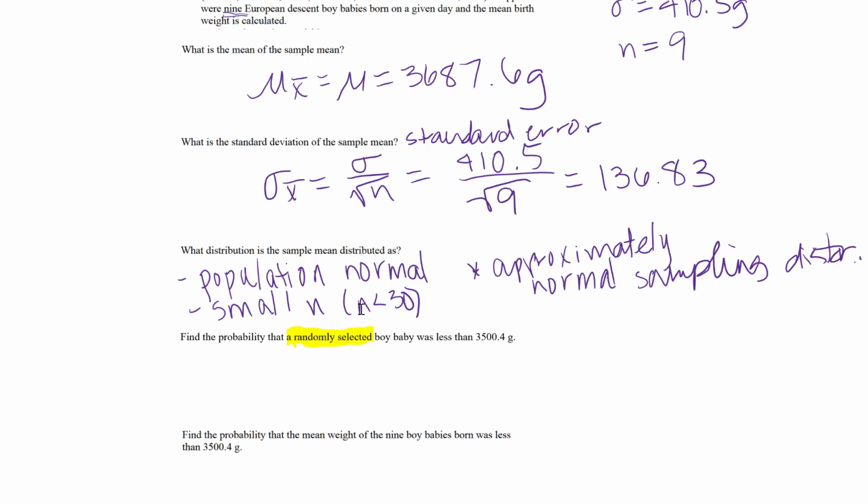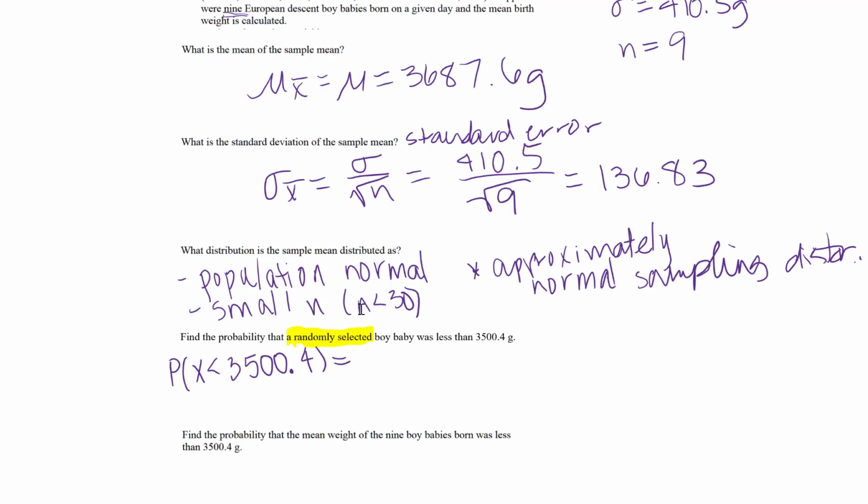Okay, so I'm going to make sure you see all the notation, how I would want you to write it and show your work if you were to give me this on a midterm or a homework assignment. First of all, probability notation is a capital P, open parentheses. You put the X, which represents your random variable, and it says less than, so you put a less than sign, and then your actual number for X, which is 3,500.4.